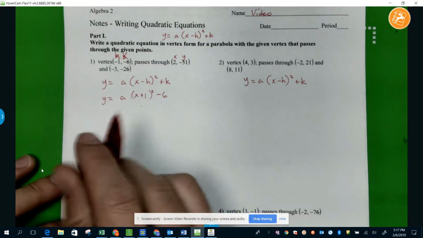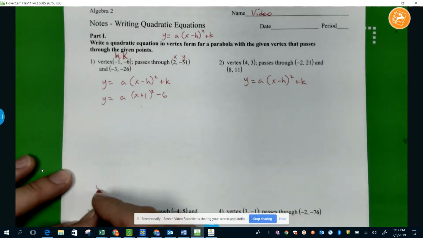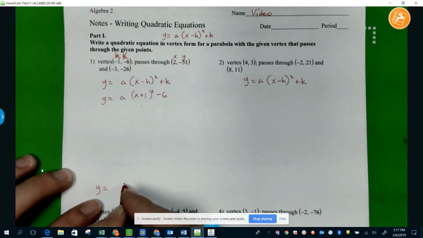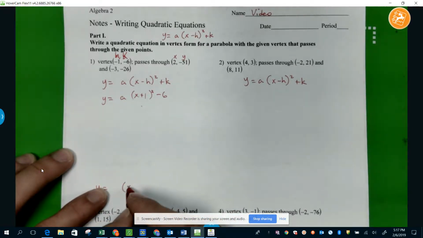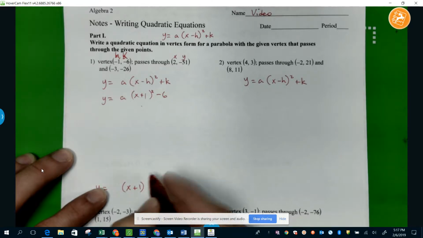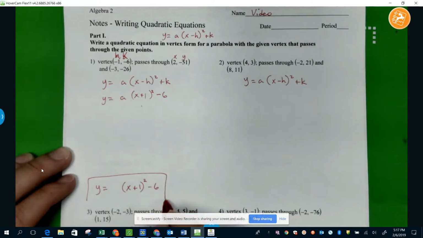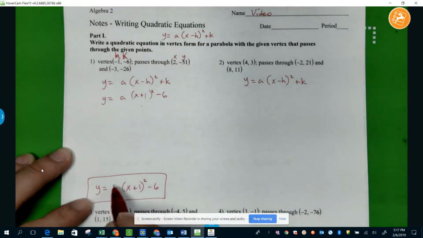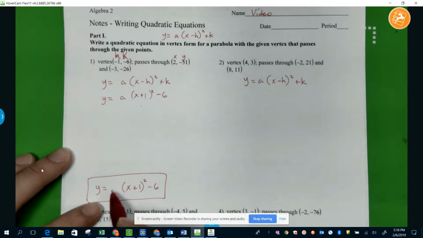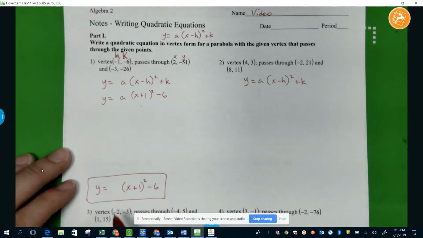So I'm going to go ahead and rewrite this equation as my final answer, except I need to figure out what the a value is. I know it's going to be (x plus 1) squared minus 6. I know that's part of the final answer equation. I just need to know what that a value is. So after I figure out what a equals, I'm going to put that number right there in front of the parenthesis, and I'm going to be done.